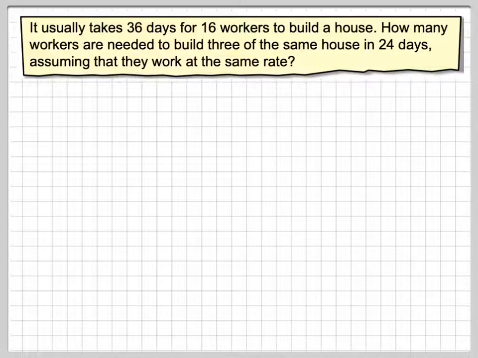In this video, we're going to look at a problem which requires both inverse and direct proportion. So let's have a look. It usually takes 36 days for 16 workers to build a house. How many workers are needed to build 3 of the same house in 24 days, assuming that they work at the same rate? Alright, so we've got 3 quantities here.